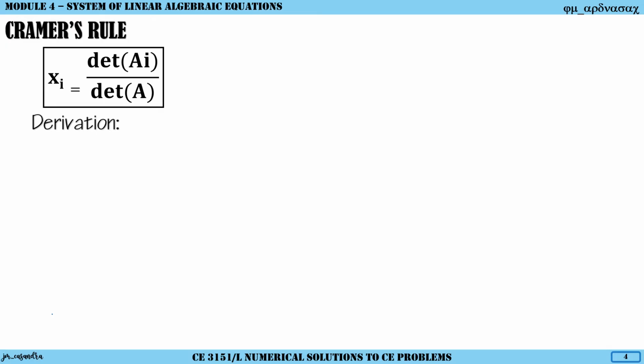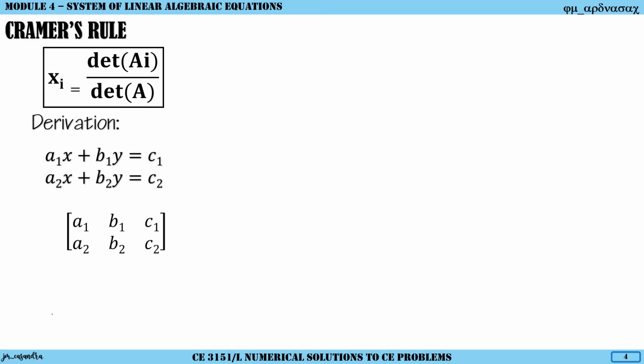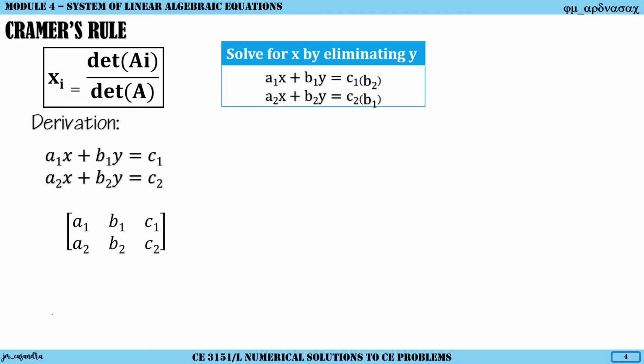So to derive the equation for Cramer's rule, we have said we now have two equations with two unknowns. So when we solve this algebraically, what we do is solve for one variable by eliminating the other variable. In this case, I'll be solving for x by eliminating variable y. And we can attain that by multiplying equation 1 by b2 and equation 2 by b1. So simplifying, we'll now have a new equation.